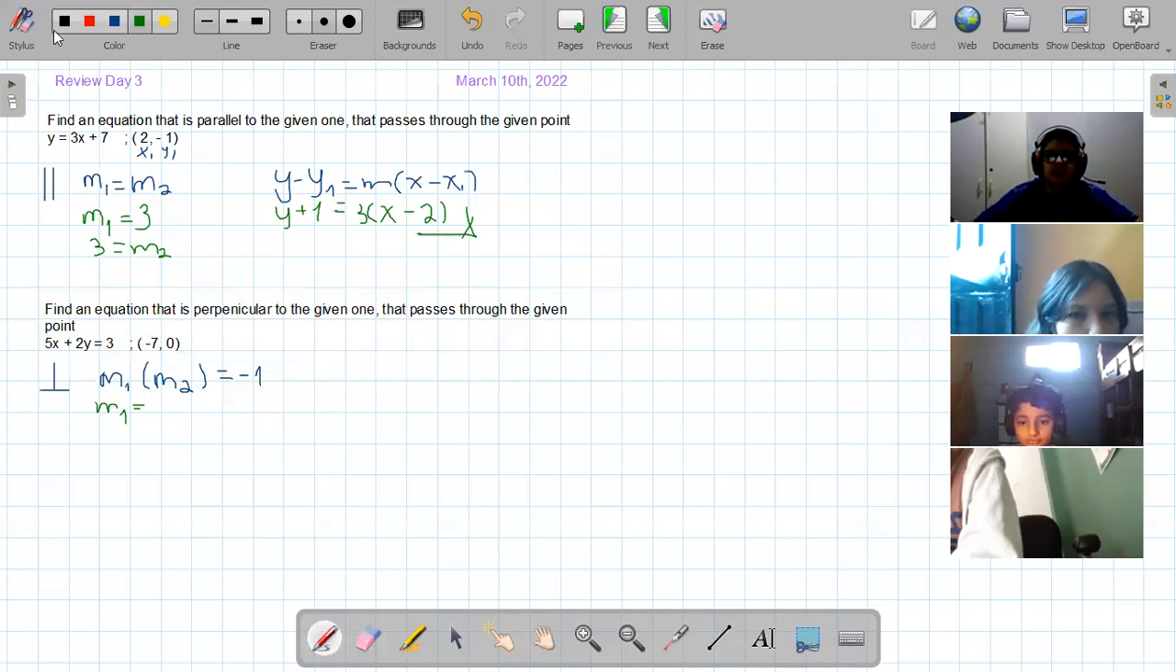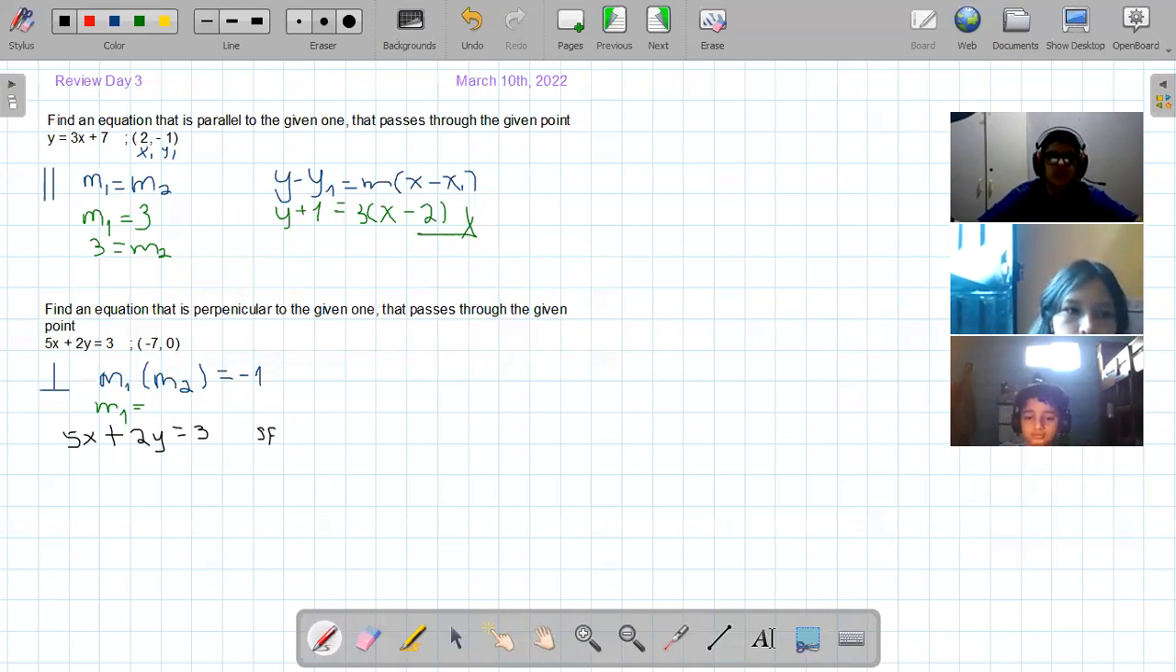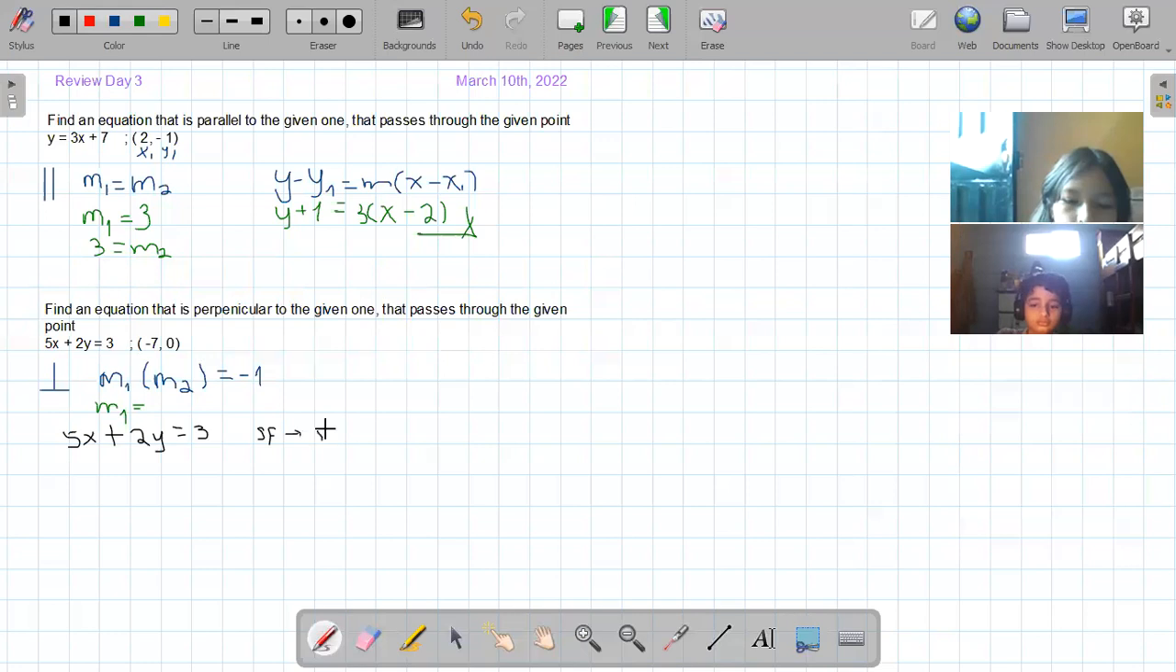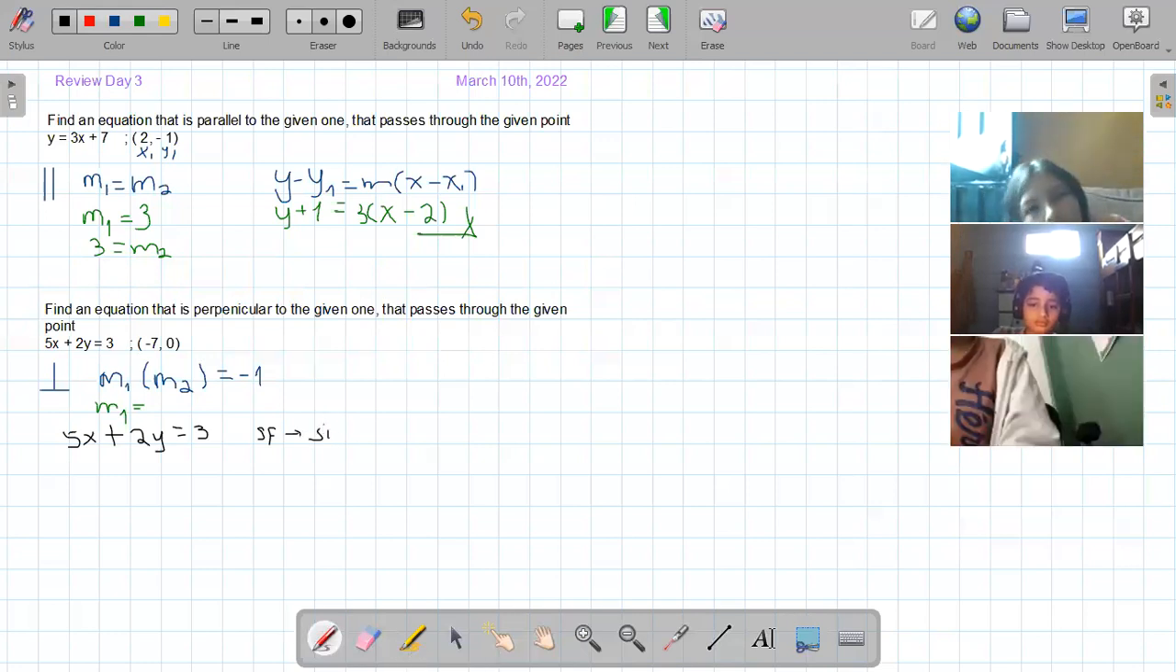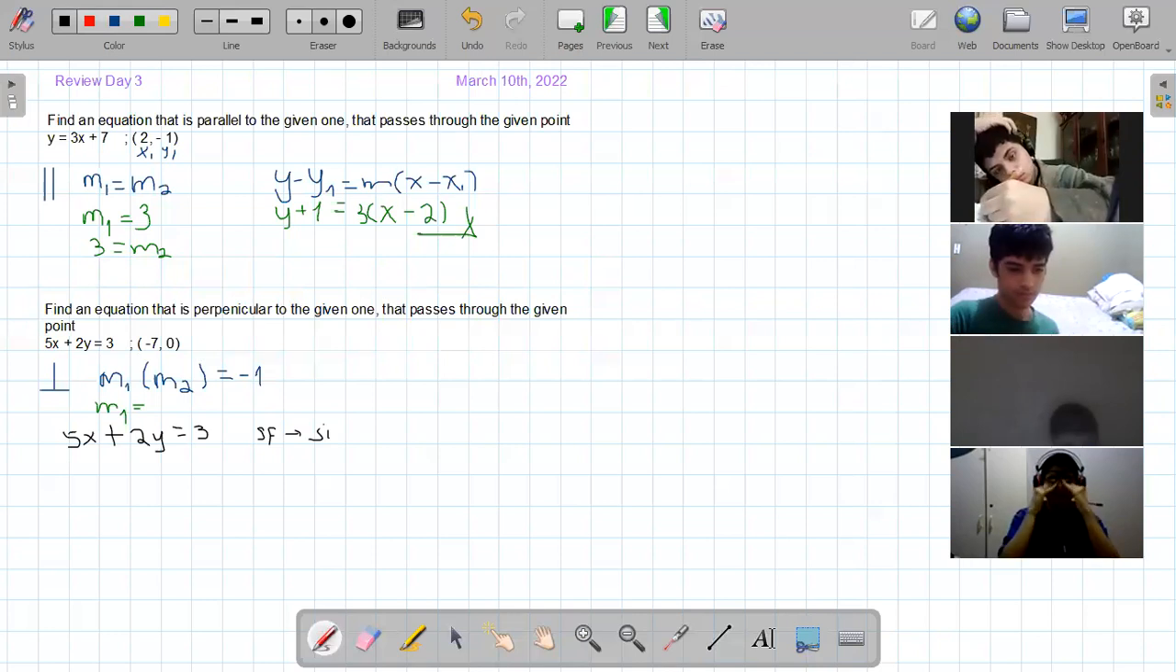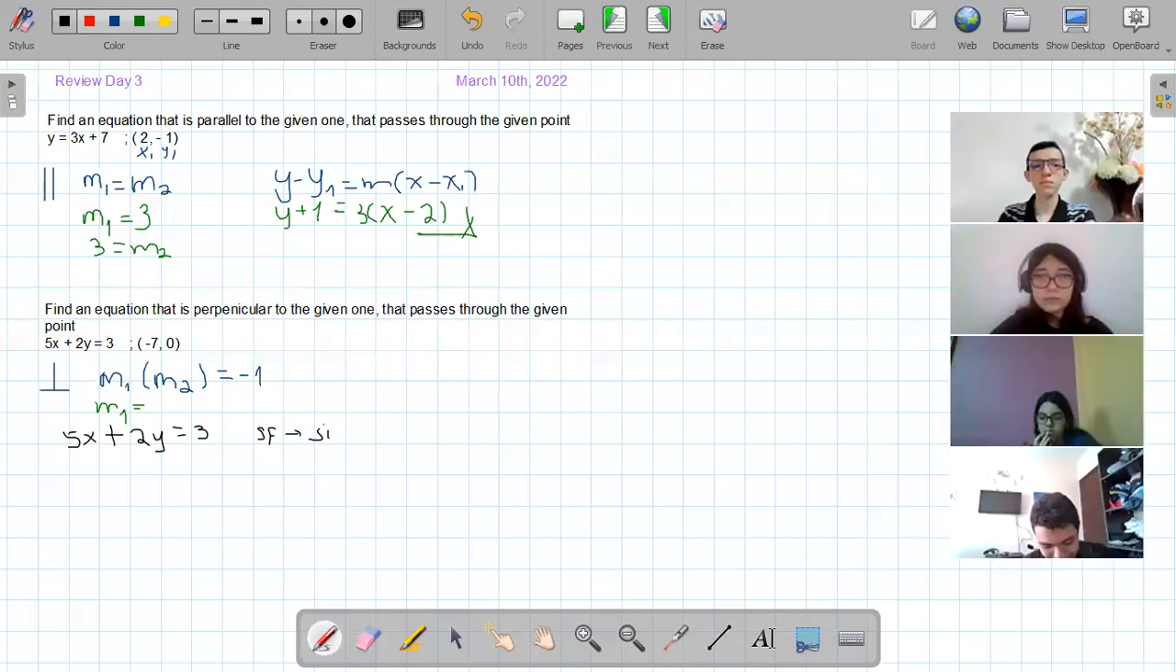So the first thing that I need to do here is to rewrite this equation 5x plus 2y equals 3. I need to transform it. Since this is in standard form, I need to transform this into slope-intercept form. Okay, because I cannot find the slope from a standard form equation. So you do need to transform this.